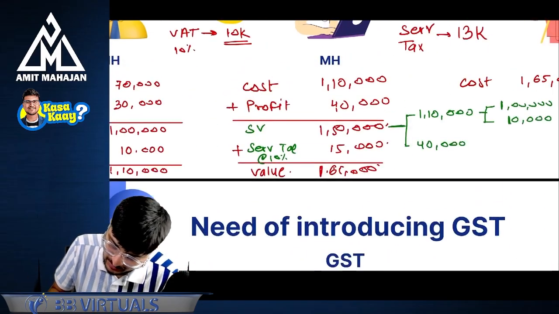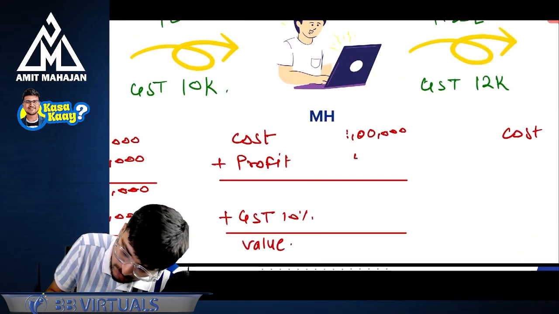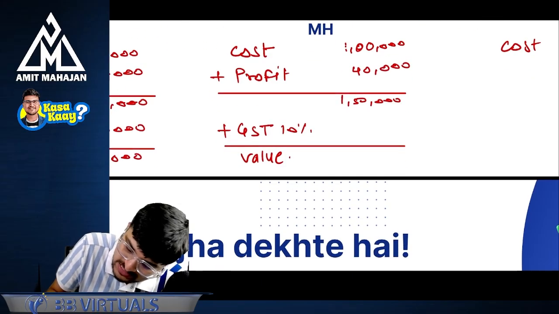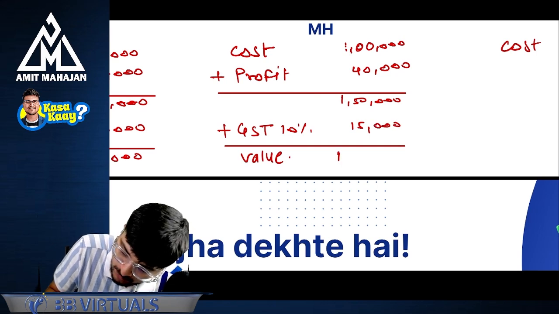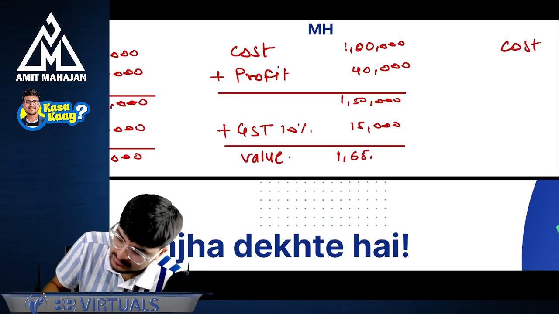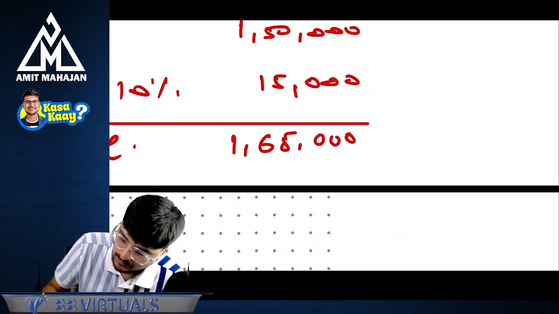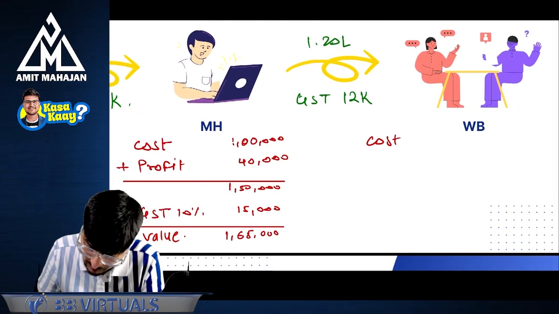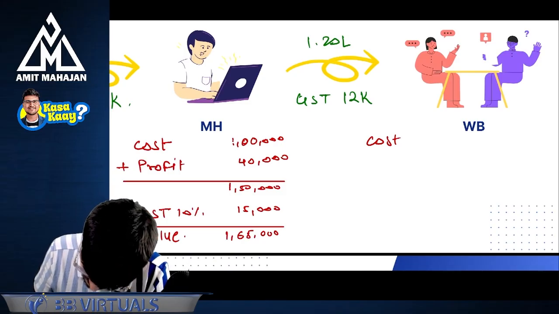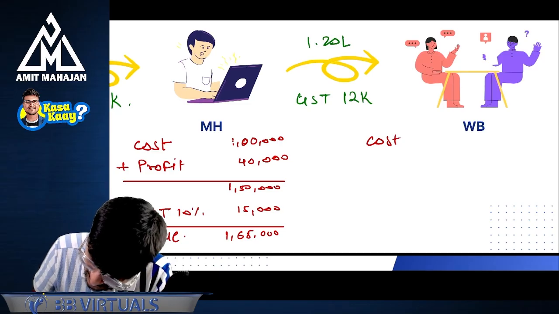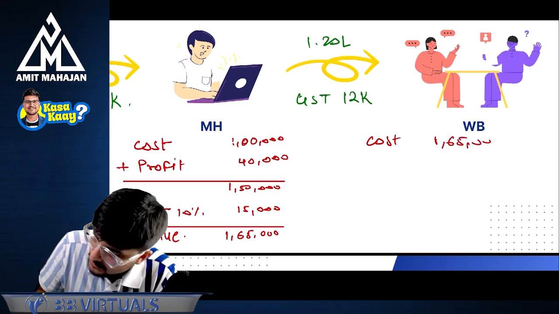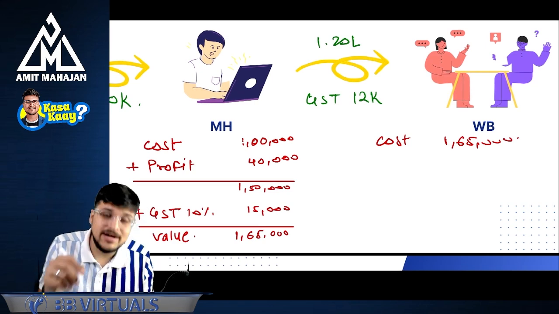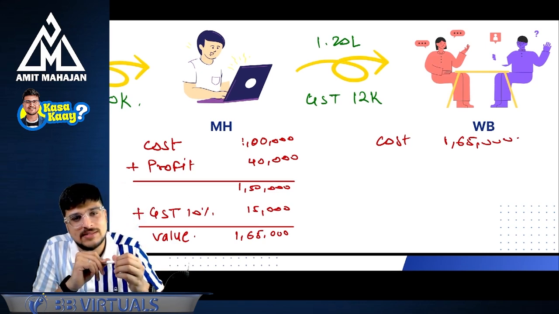Perfect. What was the profit earlier? I will use the same profit, that is 40,000 rupees. So total you will get 1 lakh 50,000 rupees. And on that GST will be applicable, that is 15,000 rupees. So the value is 1 lakh 65,000. So what will be the cost for the consultant? The consultant's cost is going to be 1 lakh 65,000. Now, can you tell me one thing? In this case, there is no cascading effect. In this case, can I say there is no cascading effect?